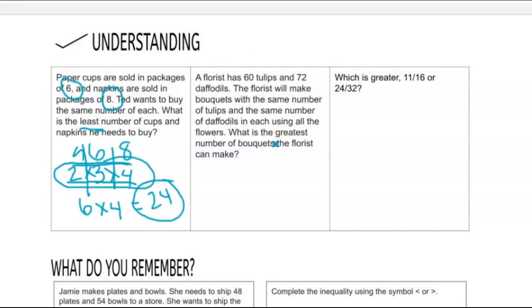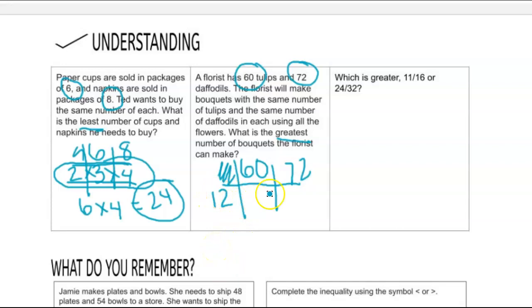Next one. A florist has 60 tulips and 72 daffodils. The florist will make bouquets with the same number of tulips and the same number of daffodils in each, using all the flowers. What is the greatest number of bouquets the florist can make? So I'm going to take 60. I'm going to take 72. The largest number, I wonder if you guys got this, that can go into each of them is 12. 12 times 5 is 60. 12 times 6 is 72. Nothing else can go into that 5 and 6, so the answer on this one is 12.